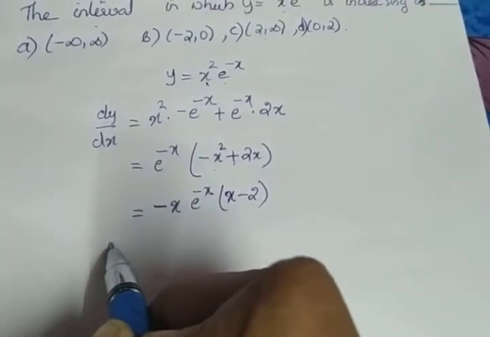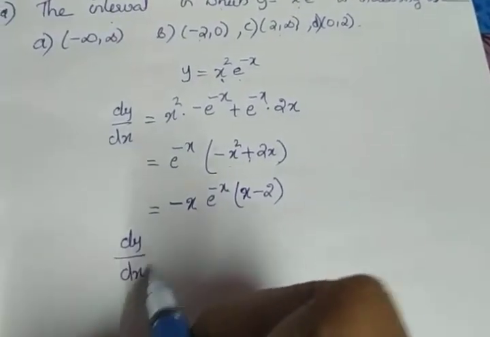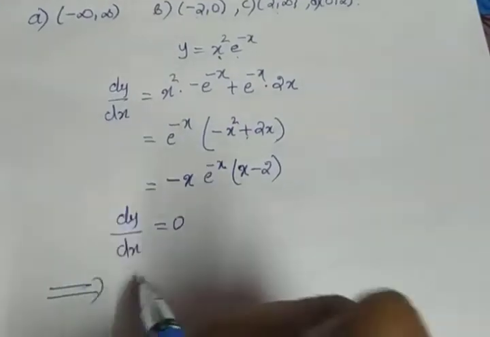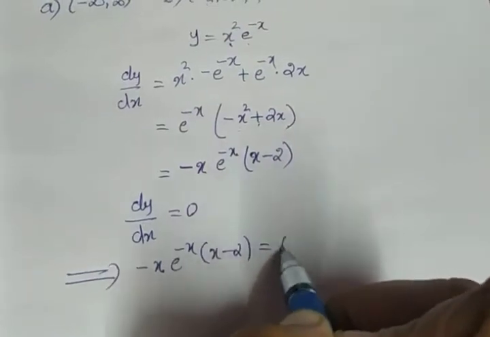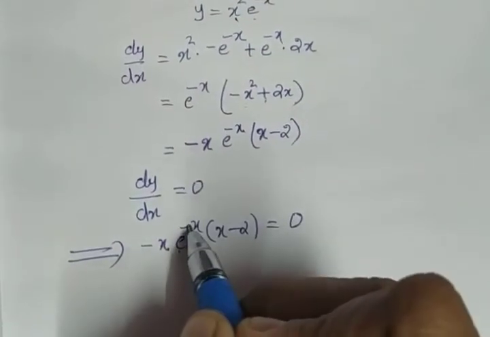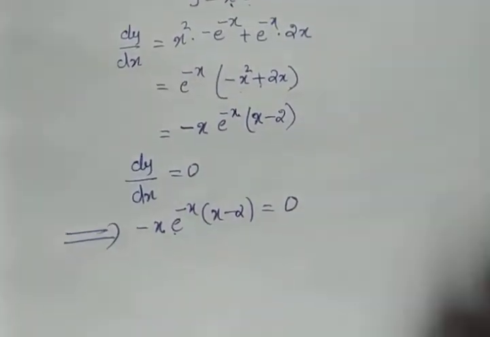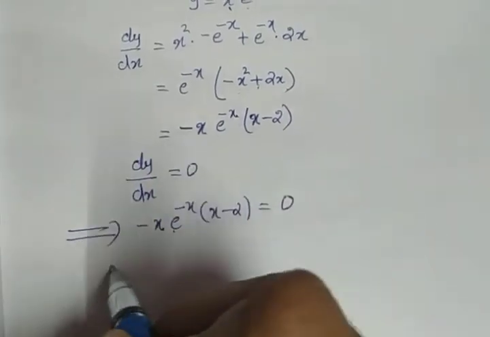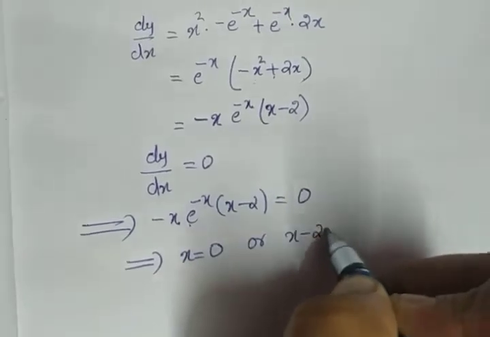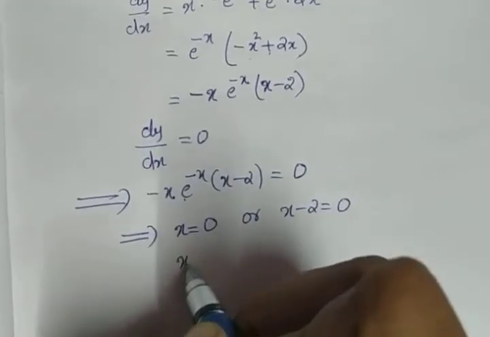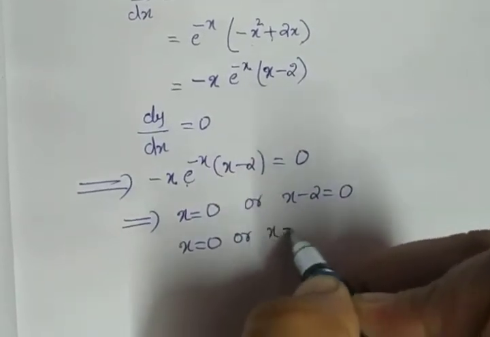What we need to do next, equate dy by dx to 0, which implies minus x into e raised to minus x into x minus 2 is equal to 0. E raised to exponential function will never take a value equal to 0. So what we can conclude, either x equal to 0 or x minus 2 is equal to 0. So we are getting x equal to 0 or x equal to 2.